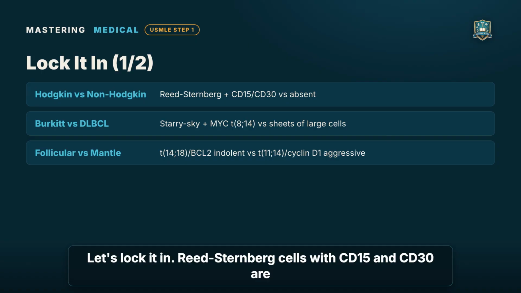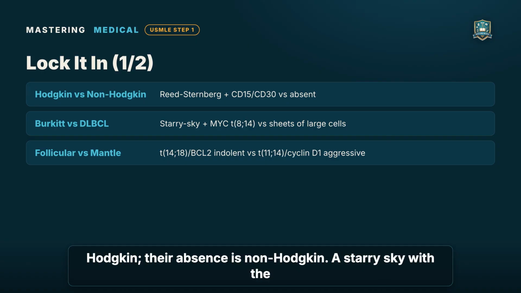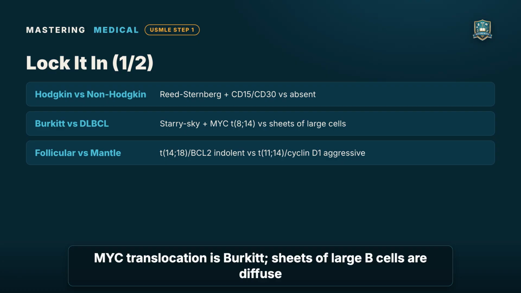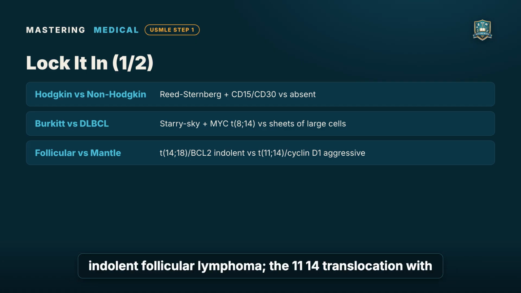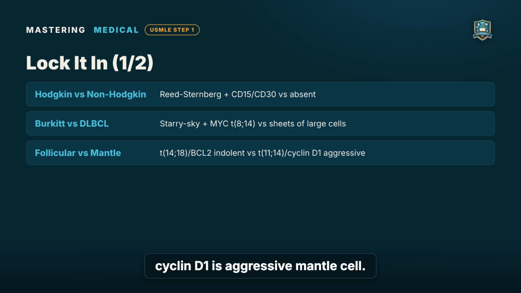Reed-Sternberg cells with CD15 and CD30 are Hodgkin. Their absence is non-Hodgkin. A starry sky with the MYC translocation is Burkitt. Sheets of large B cells are diffuse large B cell lymphoma. The 14-18 translocation with BCL2 is indolent follicular lymphoma. The 11-14 translocation with cyclin D1 is aggressive mantle cell.